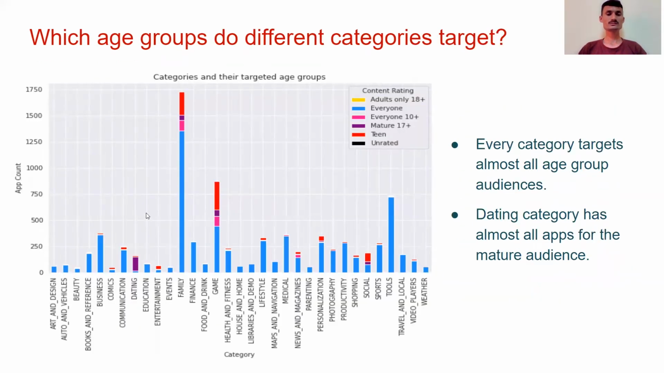This plot shows the categories and their targeted age groups. We can see every category has apps for all age group audiences except the dating category, which has 90% of its apps only for a mature audience.